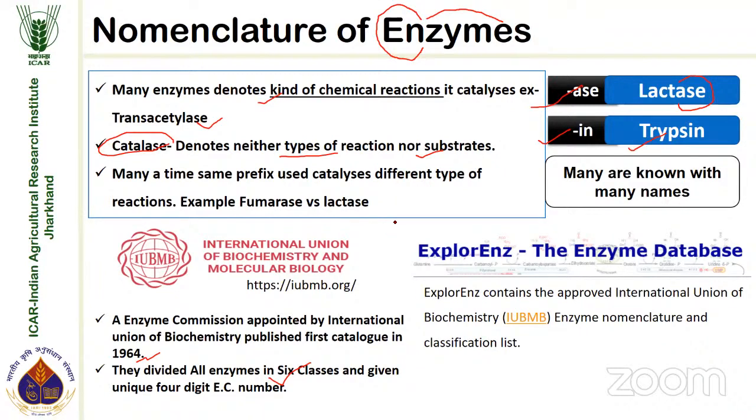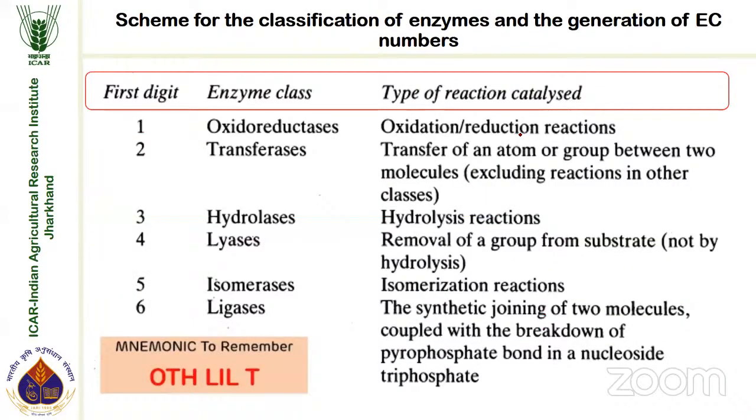Nowadays the development of bioinformatics has been enormously supporting the science. We have one database called ExplorEnz, maintained by the IUBMB. Earlier MB was not there, only the International Union of Biochemistry, but now it is the International Union of Biochemistry and Molecular Biology. The IUBMB nomenclature committee maintains this database, where you can find all information related to nomenclature. So traditionally, enzymes were classified into 6 classes: oxidoreductases for oxidation reduction reactions, and transferases for transfer of any atom group.